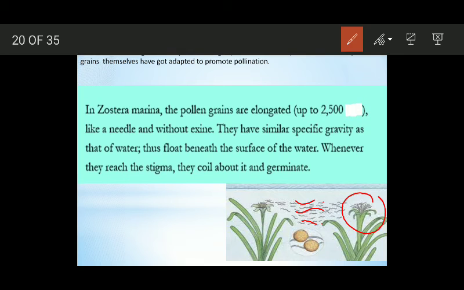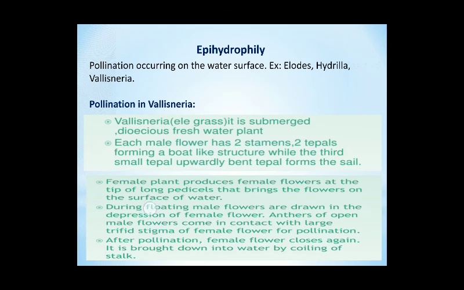This makes them remain underwater instead of coming to the surface. Whenever they come in contact with the female flower, because of their needle-like structure, they coil around the stigma and germinate. Thus, pollination is achieved.